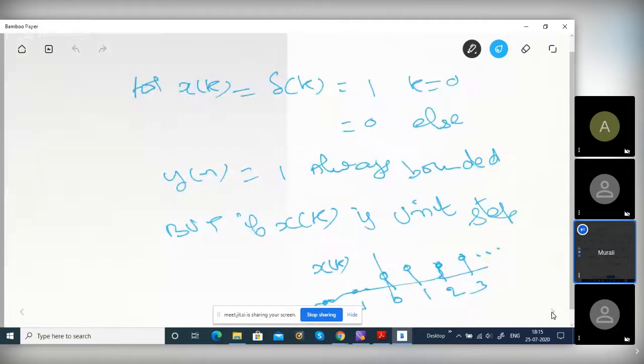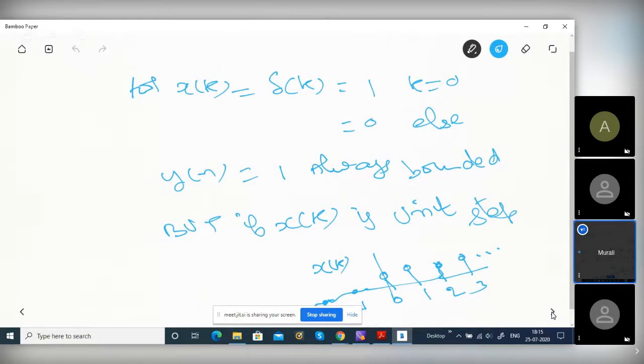I give a counter example where this x of k is a unit step. I didn't define unit step formally. See, this is unit step function. K equal to 0, it is 1. K equal to 1, it is 1. K equal to 2, it is 1, up to infinity it is 1. Whereas minus 1, minus 2 and all, it is 0.